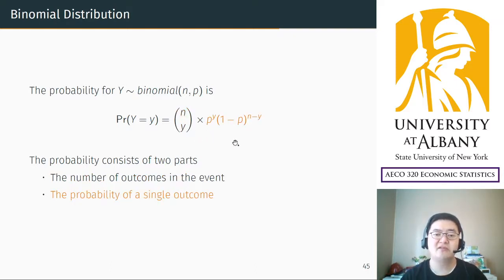And the second part is the probability of a single outcome. We learned this. When there are n trials and the number of successes equals y, the probability of success is multiplied y times, and the probability of failure, 1 minus p, is multiplied the remaining n minus y times. That's it. That's the final rule.